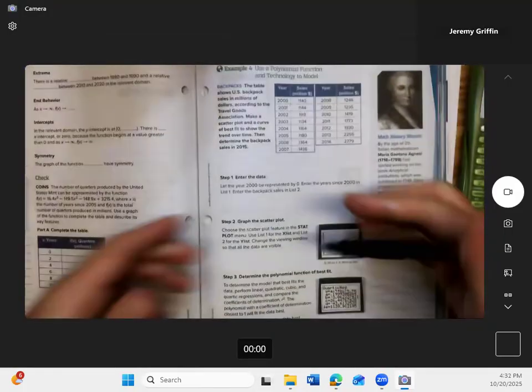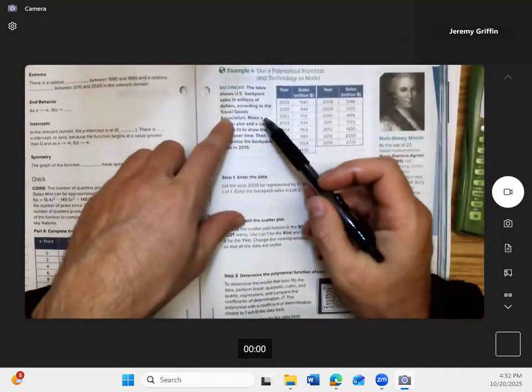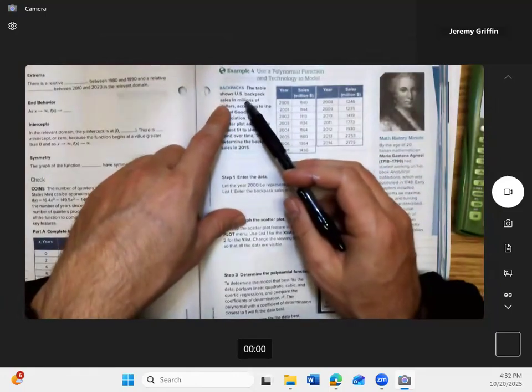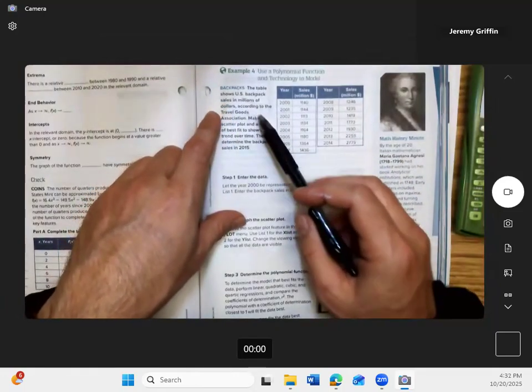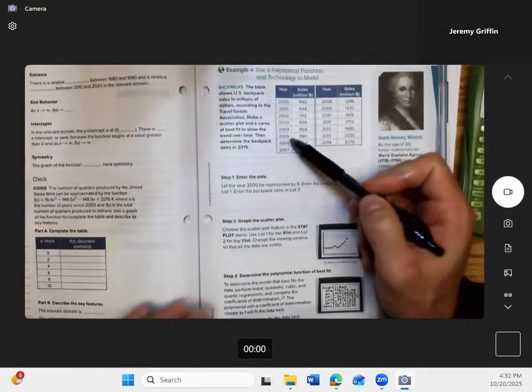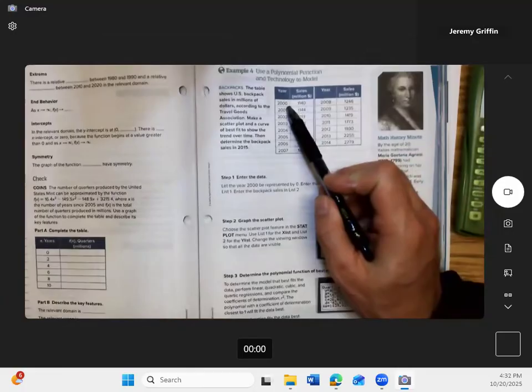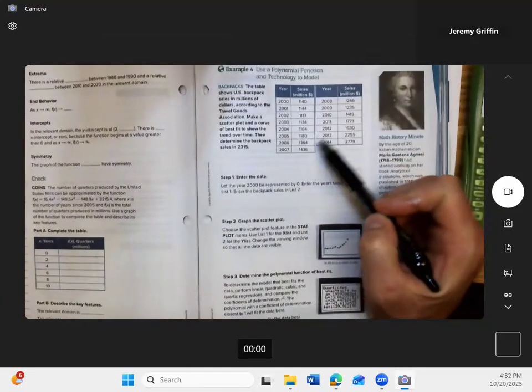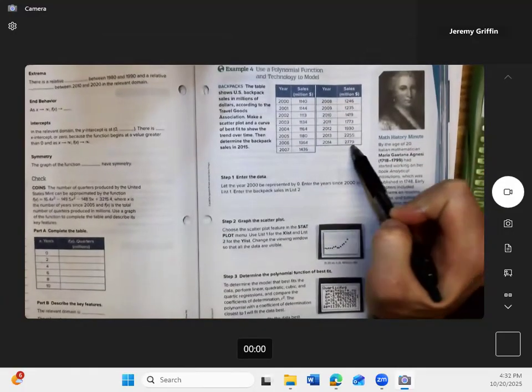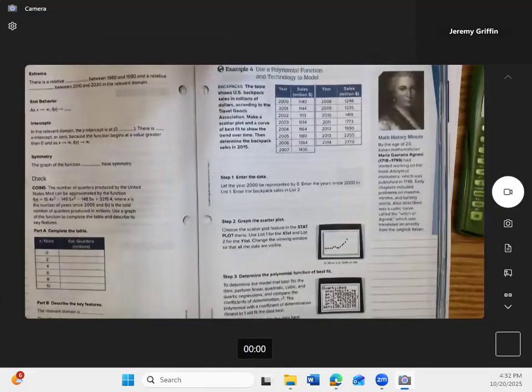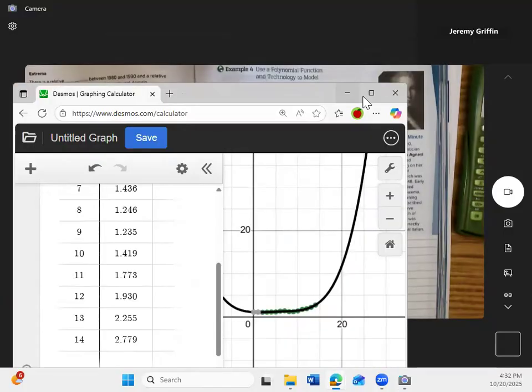Okay? So very similar idea. We've got a table of values. Now this is millions of backpack sales by year, starting at the year 2000. So I could call the year 2000 year 0. And these are all in the thousands, these backpack sales. I was having trouble truncating the axis in Desmos, so the solution I found was to divide by 1,000 and just put the sales in billions, something like that.